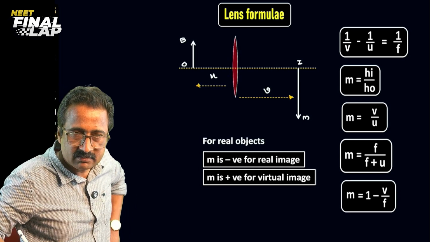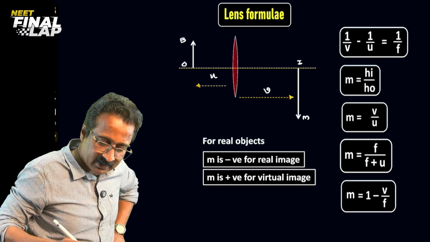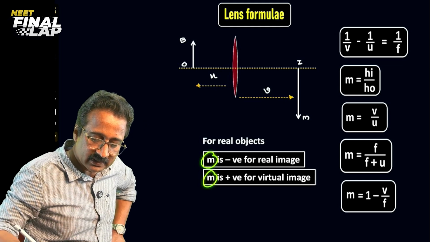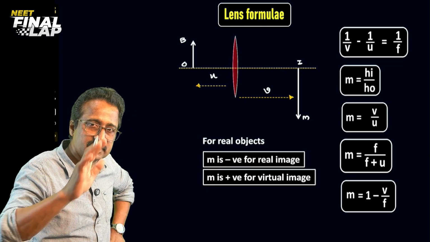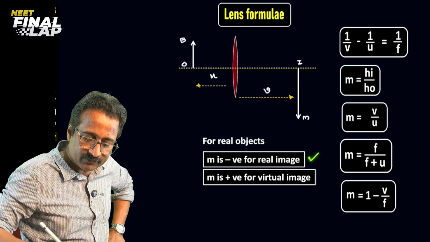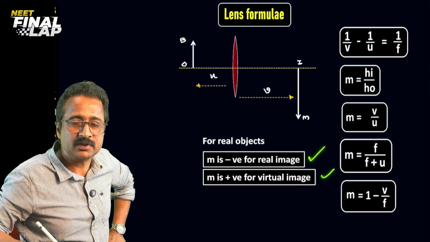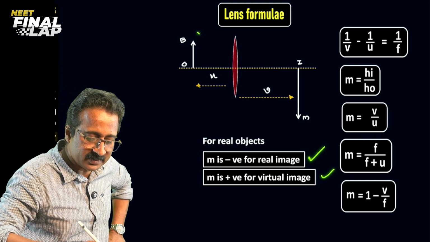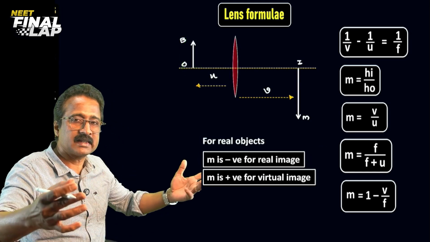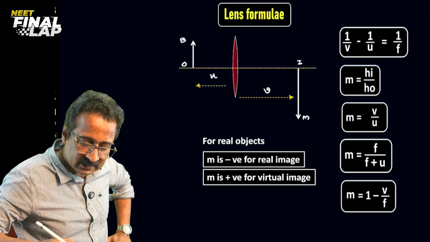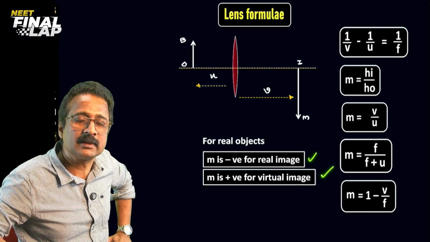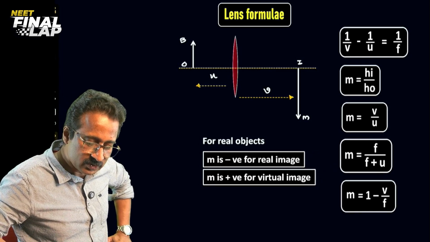ഈ equations മറക്കണ്ട. പിന്നെ എപ്പോഴാണ് m negative, m positive? I have written here. If the object is real, then m is negative for real image and positive for virtual image. Questionle object ഒക്കെ റിയൽ ആണ് അതുപോലെ എങ്കിലത്തെ എമ്മിൻ്റെ ആൻസേഴ്സ് ആണ്. പ്ലസും മൈനസും ഒക്കെ എപ്പോഴാണ് വരിക എന്നുള്ളതാണ് ഈ പറഞ്ഞ രണ്ട് സ്റ്റേറ്റ്മെൻ്റ് ഉള്ളത്. Okay, so these are equations you must remember.